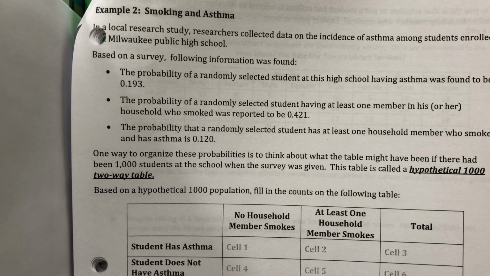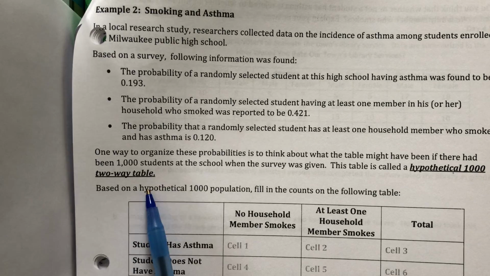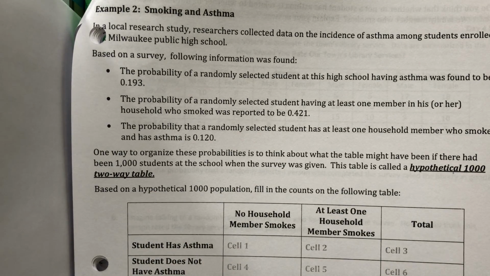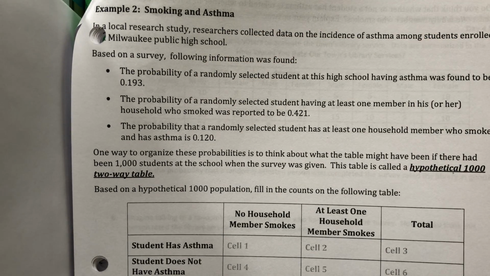So in this table, we've actually got to do some work on our own over here because the table of values is not filled in. This table is called a hypothetical 1000 two-way table. It's just basing the information given on a hypothetical 1,000 person population. The reason we're doing that is because we're not given an exact number of students that have asthma. We're given the probability that a student selected has asthma. So just to quantify this and put a number to it, we're using a hypothetical 1,000 two-way table.